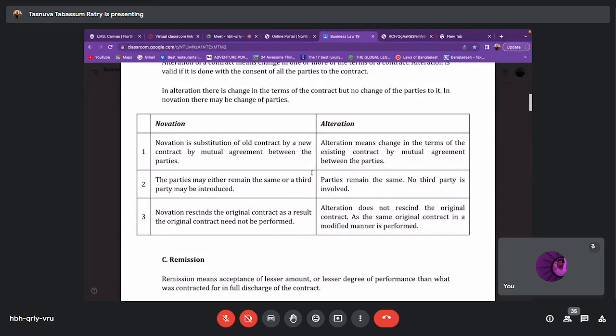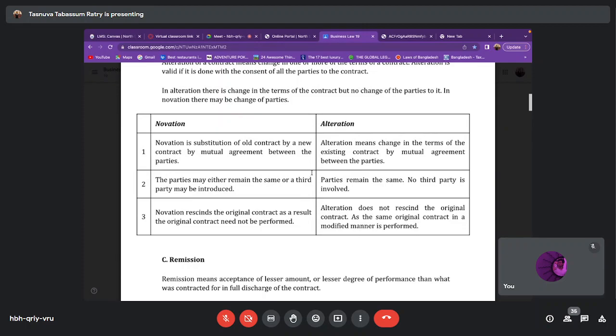What does rescission mean? Rescission means it terminates the original contract entirely. As a result, the original contract does not need to be performed. We saw a little earlier, in the two cases, what was the original contract? One original contract was that John needs to pay $1,000 to Patrick. So that contract was not performed because it was cancelled. Similarly, the other contract said that John needs to pay $100 to Jane and Jane needed to pay $100 to Claire. However, both the contracts were rescinded.